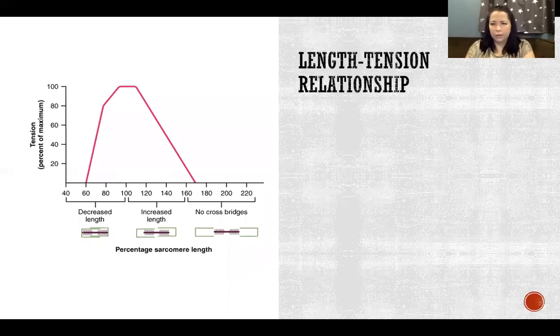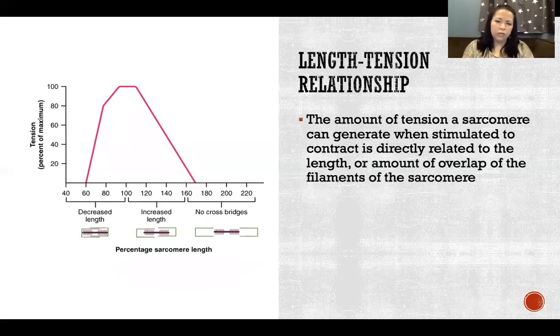So I want to start by just mentioning the length-tension relationship, and we're going to get into this in more depth in a future lecture when we talk more about biomechanical principles. But for now, I just want to mention it because it has a significant effect on the function of muscles that we'll notice when we're doing posture assessments. So the length-tension relationship states that the amount of tension a sarcomere can generate when stimulated to contract is directly related to the length or the amount of overlap of the filaments of the sarcomere.